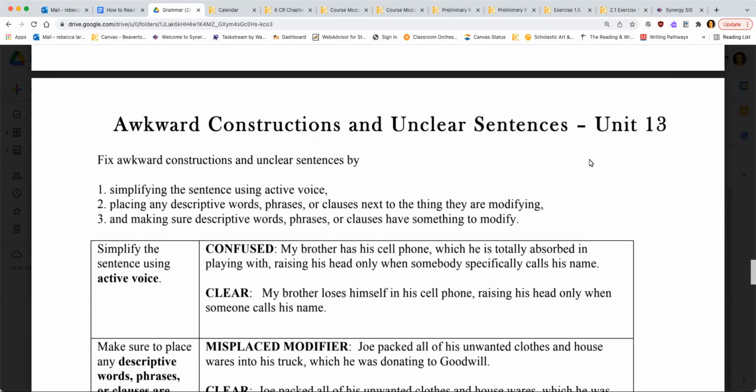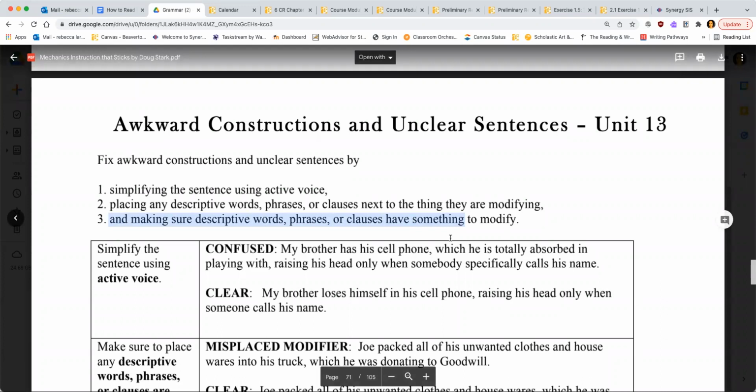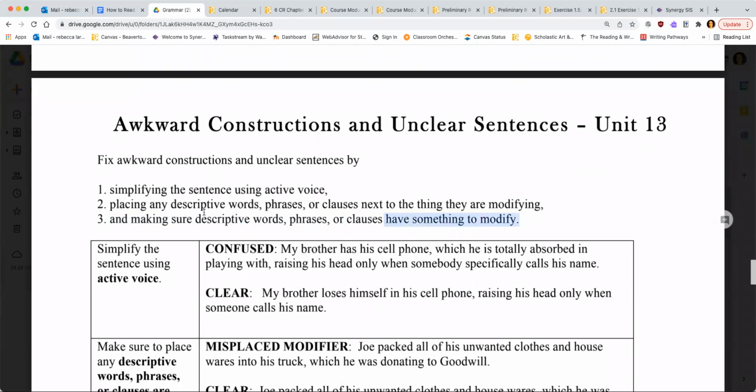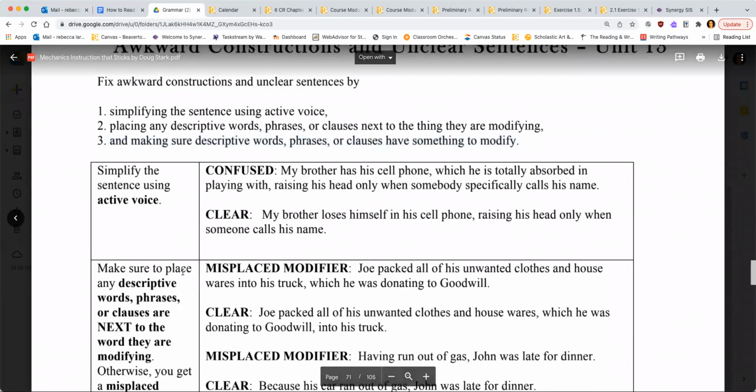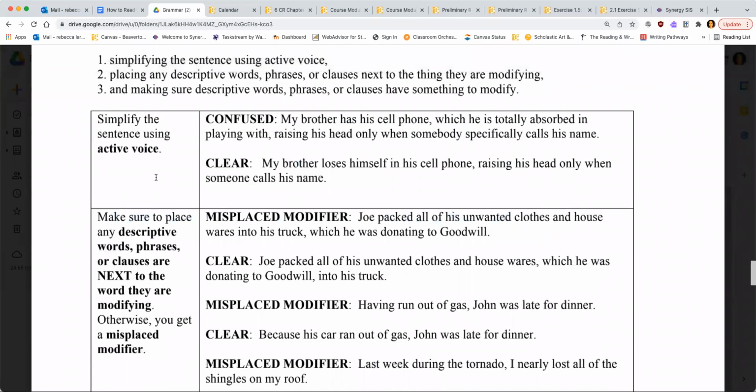So that makes sense there, but sometimes three can be more difficult. Three is making sure descriptive words, phrases, and clauses have something to modify. Sometimes we have this lovely description, but we don't actually have a noun that it anchors, and we want to make sure in our writing we have that. Let's practice. First, simplifying the sentence using active voice.